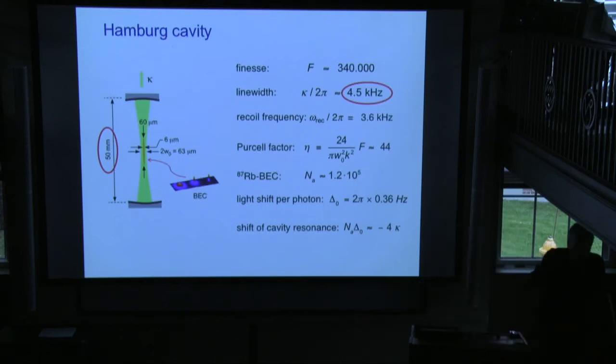Okay, this is the cavity that we have in Hamburg, and the main point, apart from the fact that it has a high finesse, is that it has a length of 5 centimeters, which means that at a finesse of 340,000 the cavity bandwidth is in the kilohertz regime, right? That makes it pretty different from all other cavities I know. In one sense, it adds some interest. In another sense, it makes it hard to operate because your laser has to be well behaved to talk to this cavity. Okay, so we are strongly coupled, as I'm showing you here, and to be strongly coupled, we need something like several 10,000 rubidium atoms in a BEC.